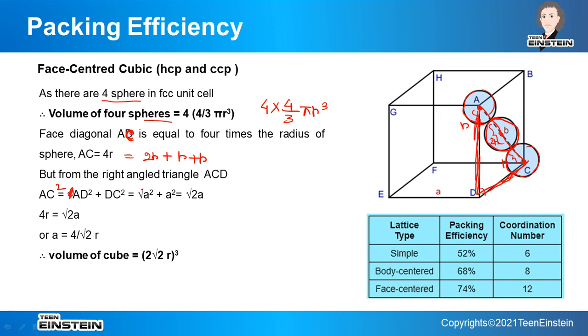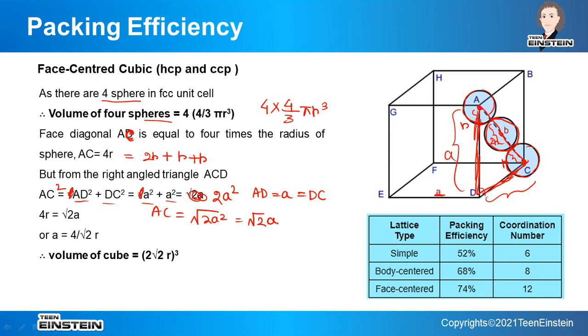Now AD is a, because a is the edge length. So this length is a, this length DC is also a. So we will put a in place of AD and DC. So AC square will be equal to 2a square. So AC is equal to root over 2a square, that means root 2 a. Now AC is also equal to 4r, so we can write 4r equal to root 2 a, that means a will be equal to 4r divided by root 2.